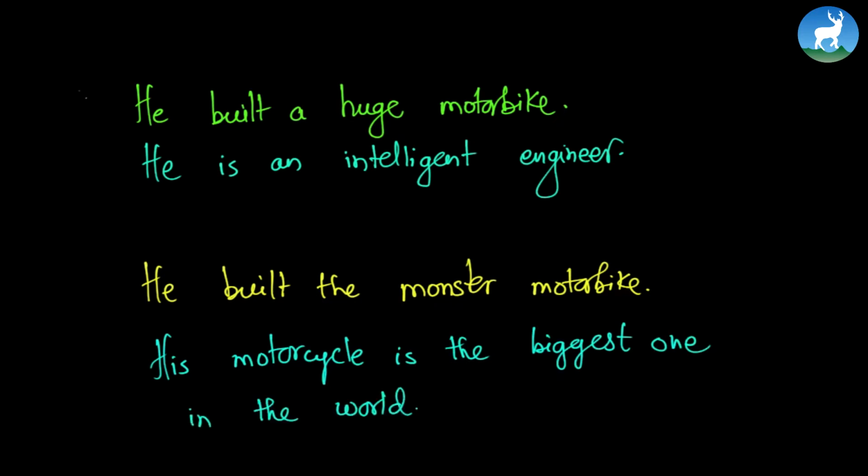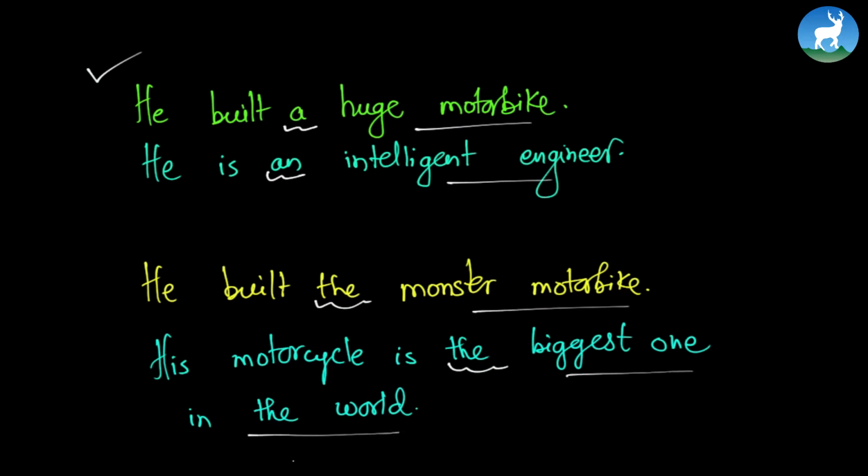So we have four different examples. The first two show the use of indefinite articles, while the last two show the use of the definite article. We have an article and it is followed by a noun phrase. We have the article and it is followed again by a noun phrase, right? The biggest one in the world. So that is the whole idea.